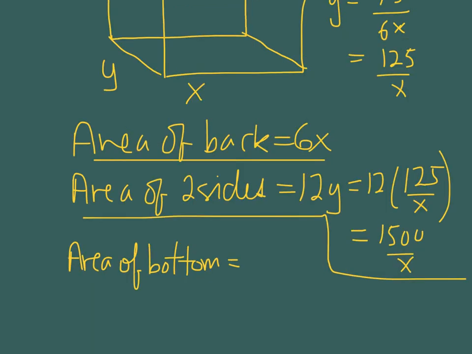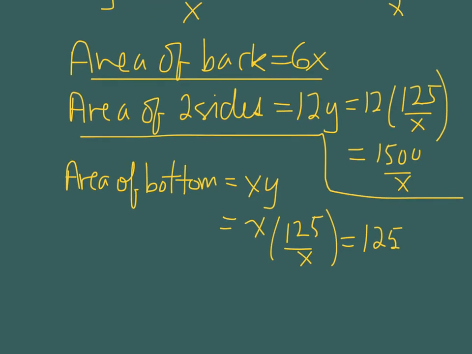Now the area of the bottom is x times y, which is equal to x times 125 over x, which is 125. Lastly, we have the area of the front, and materials cost a little bit more for the front, and the area of the front is the same as the area of the back. The area of the front of the aquarium is 6x.